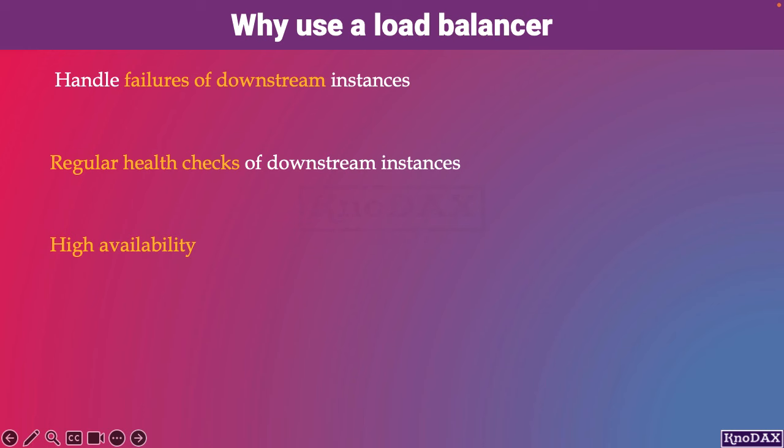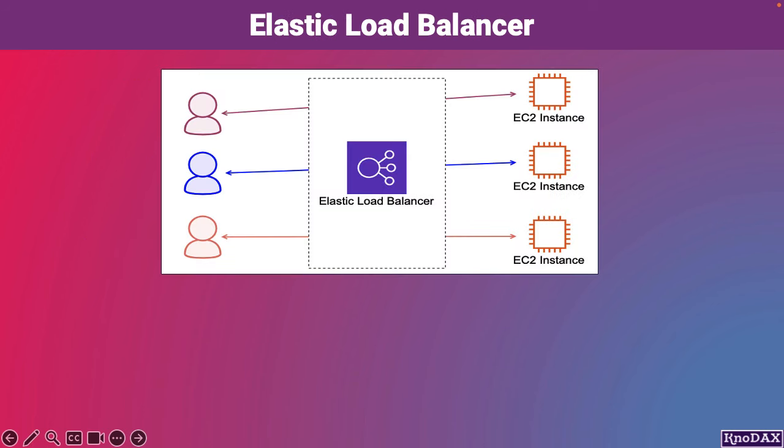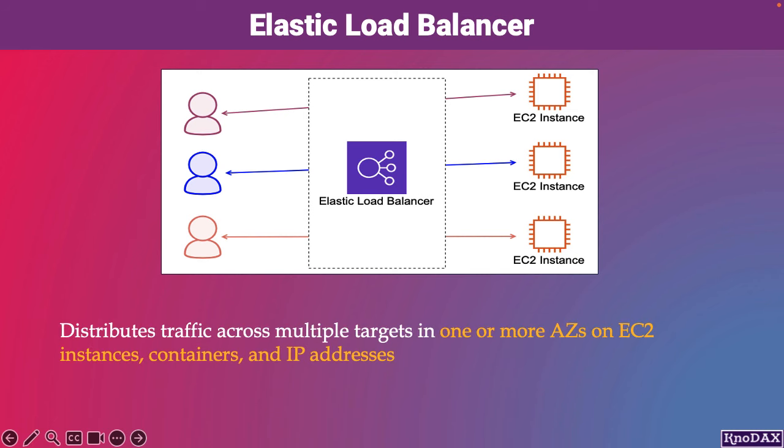Now let's talk about AWS Elastic Load Balancer. AWS Elastic Load Balancer automatically distributes incoming traffic across multiple targets in one or more availability zones, on EC2 instances, containers, and IP addresses. In other words, if you need a highly scalable and highly available system on AWS, you need to deploy your applications on multiple servers and in multiple AZs. In this architecture, you put ELB in front of these servers, and ELB will take care of forwarding the incoming requests to multiple downstream servers.